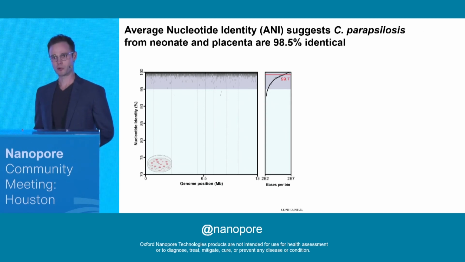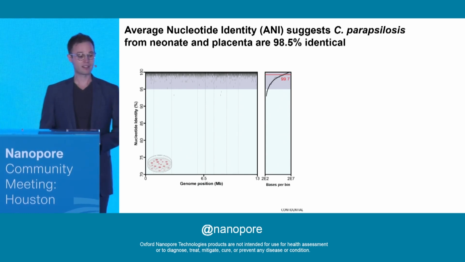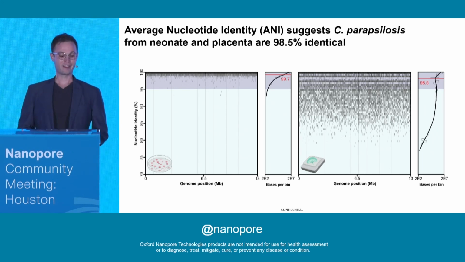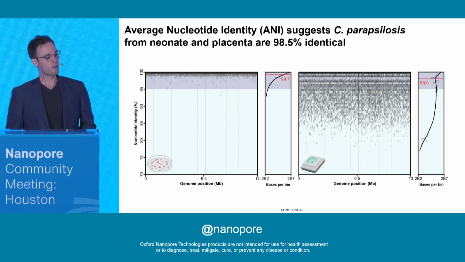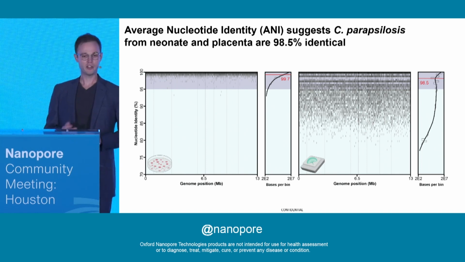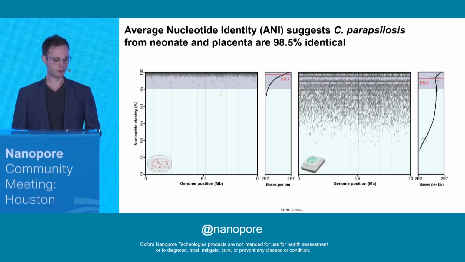Here we can see the read recruitment plots for the neonate blood culture on the left, with an average nucleotide identity of 99.7%, and the placental tissue with an average nucleotide identity of 98.5%. Based on the lower of these two values, we can say that the Candida in both the mother and the neonate are 98.5% identical relative to the reference we mapped to.